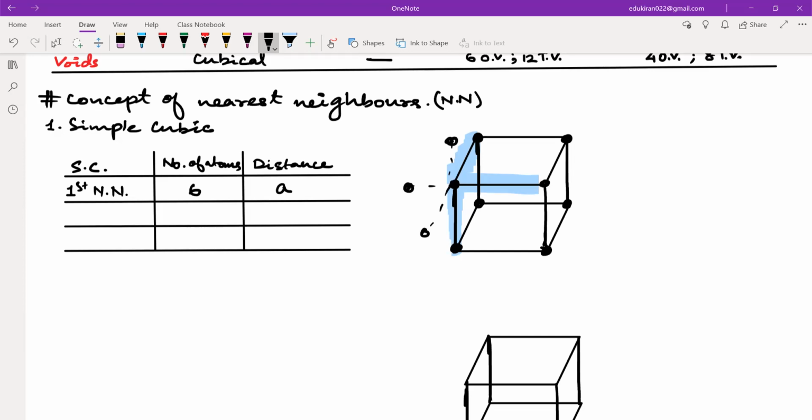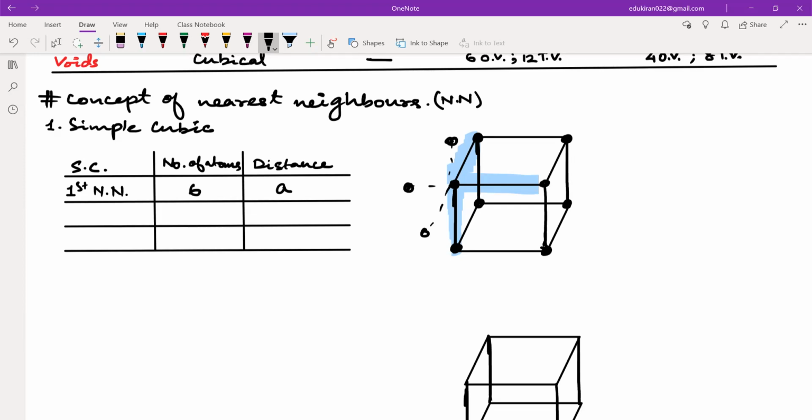Yes or no? Any doubt till here? Tell me. Any doubt till here? Nearest neighbor, did you understand? All of you tell me. Fatima. Yes. Sarah, Hafsa. Hafsa, what about you? Yes, sir. Okay, fine.